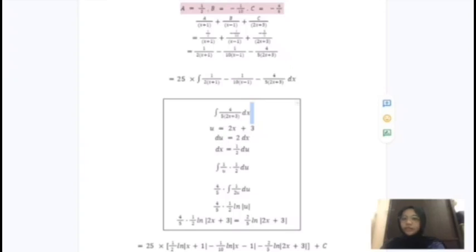The final answer is 25 times open bracket 1 over 2 ln modulus x plus 1 minus 1 over 10 ln modulus x minus 1 minus 2 over 5 ln 2x plus 3 close bracket plus c.